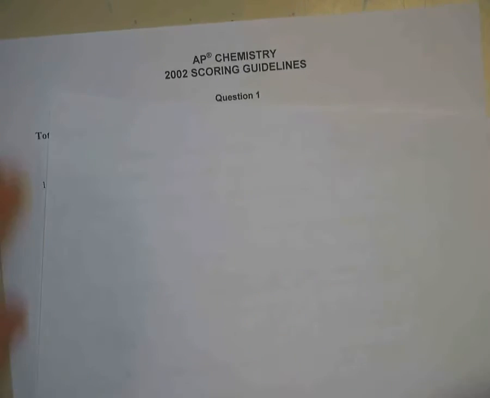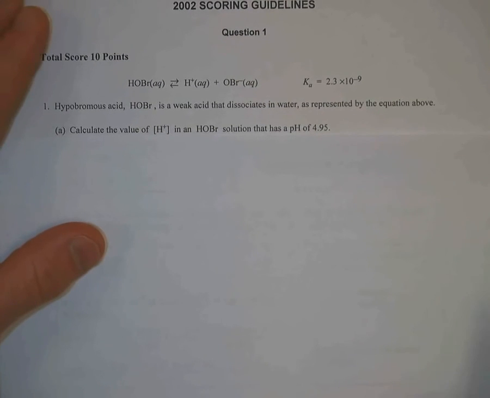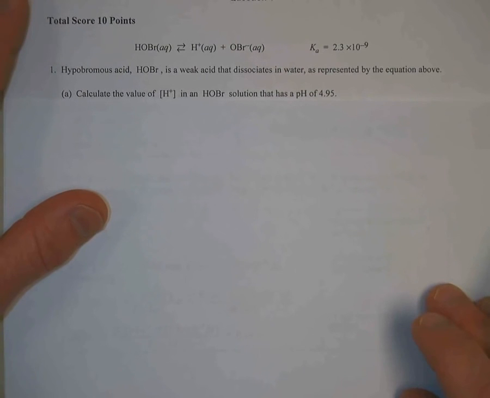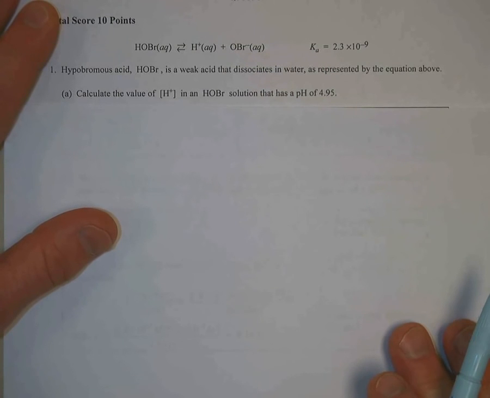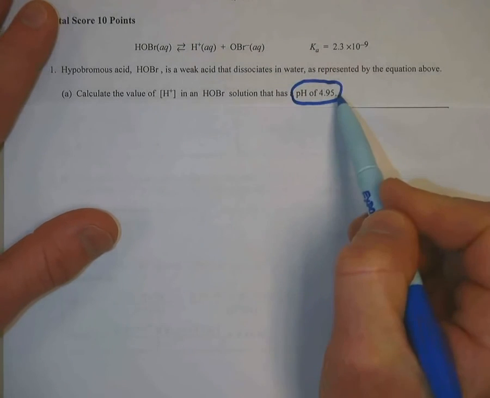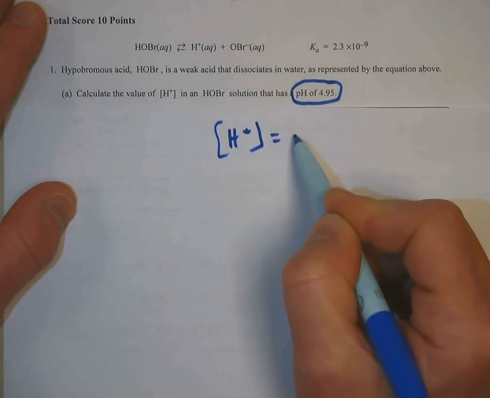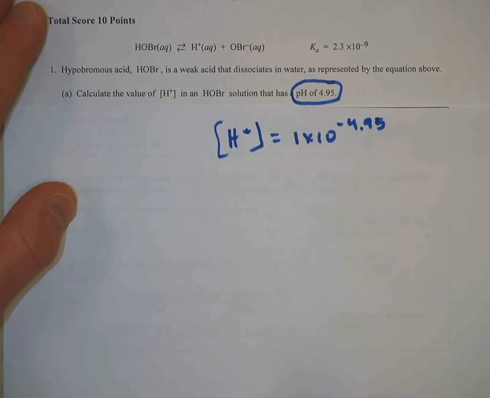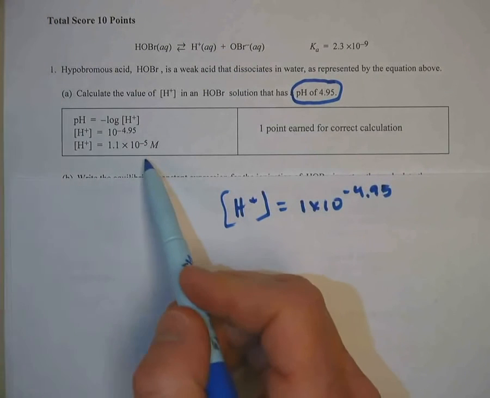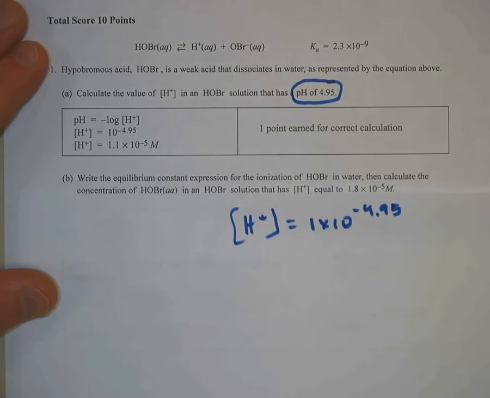Next problem was from 2002, question number 1. Hypobromous acid is a weak acid that dissociates in water as represented by the equation above. Calculate the H plus value. It has a pH of 4.95. Well, now you just have to be good at moving between pH and H plus, and know that H plus is equal to 1 times 10 to the negative 4.95, which is almost 10 to the negative fifth, and you'll find out that it's 1.1 times 10 to the negative fifth. You'll get your calculator on this, and it should be a great, easy question.